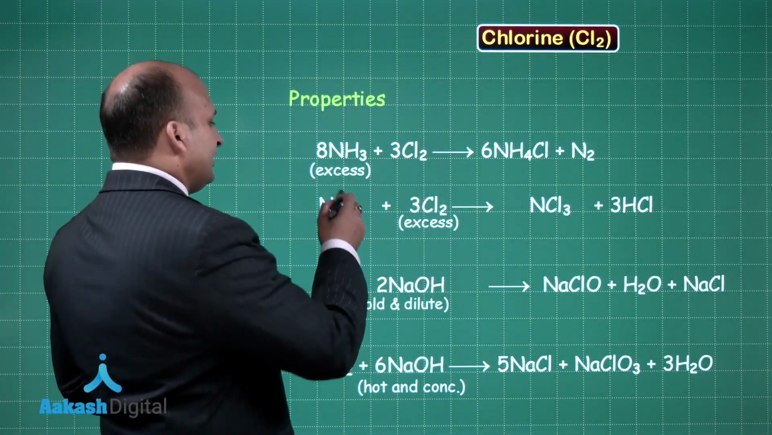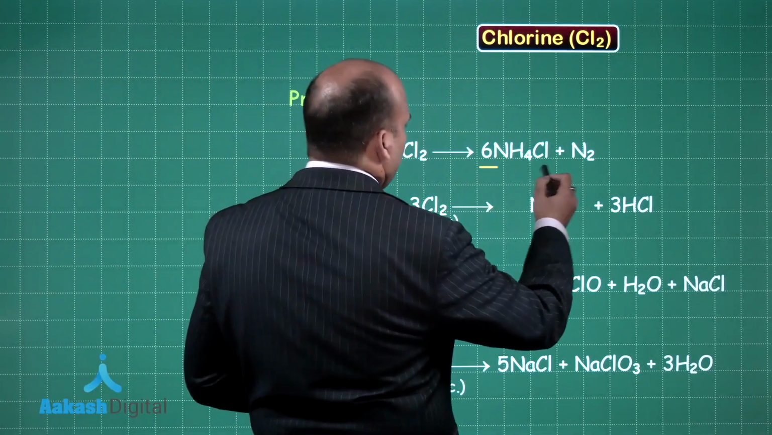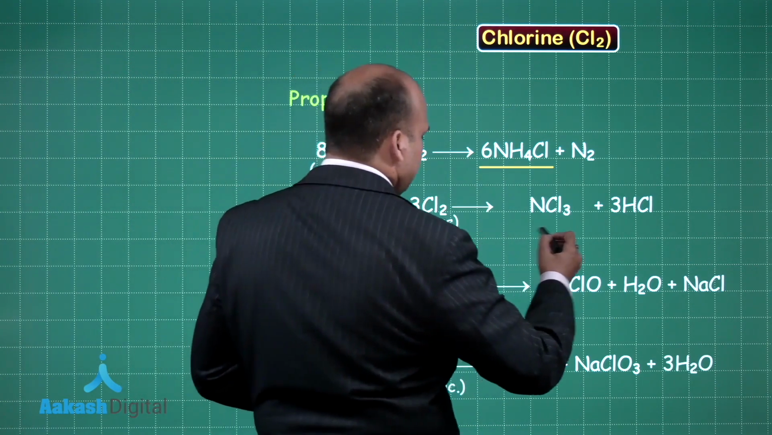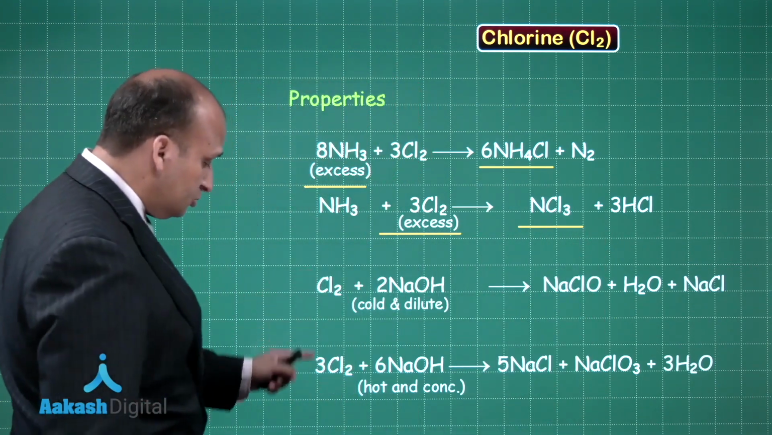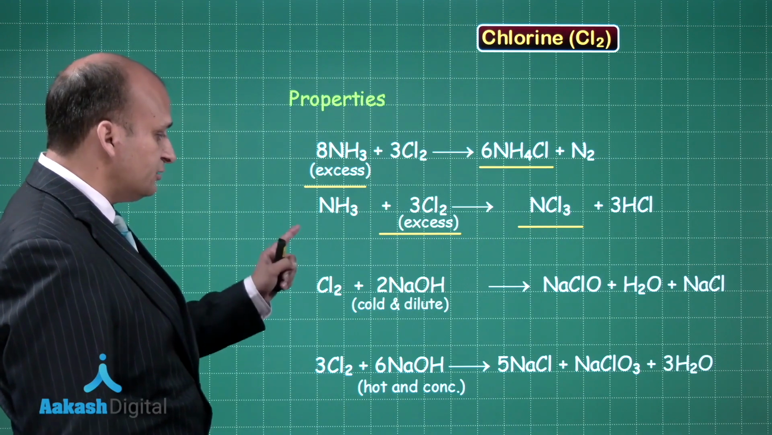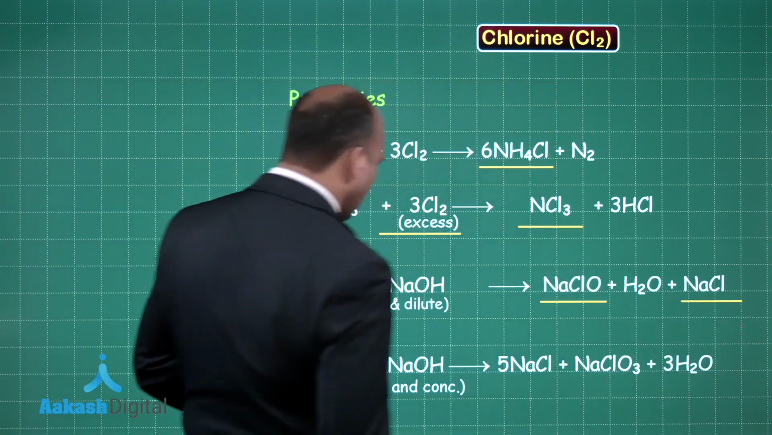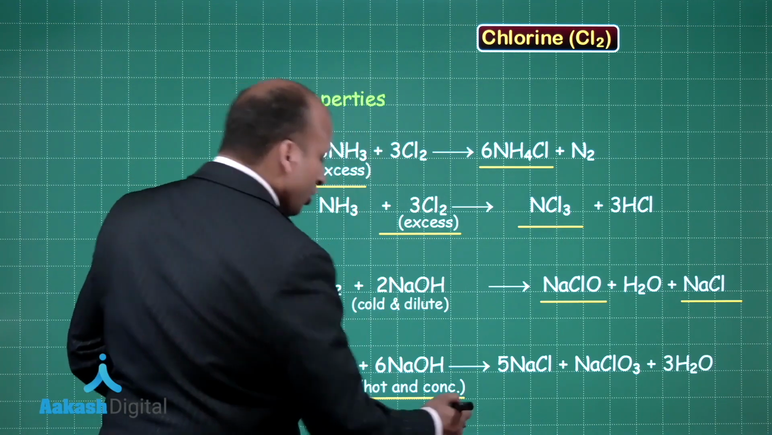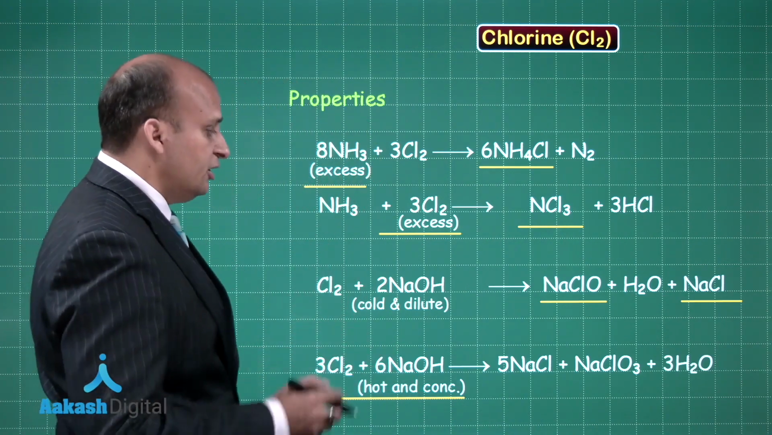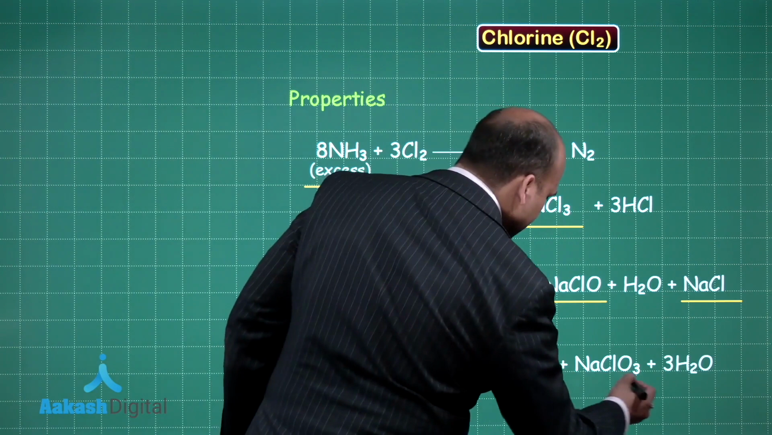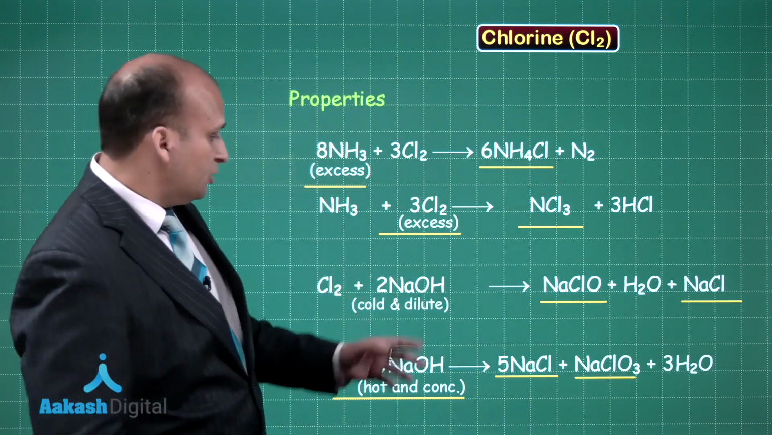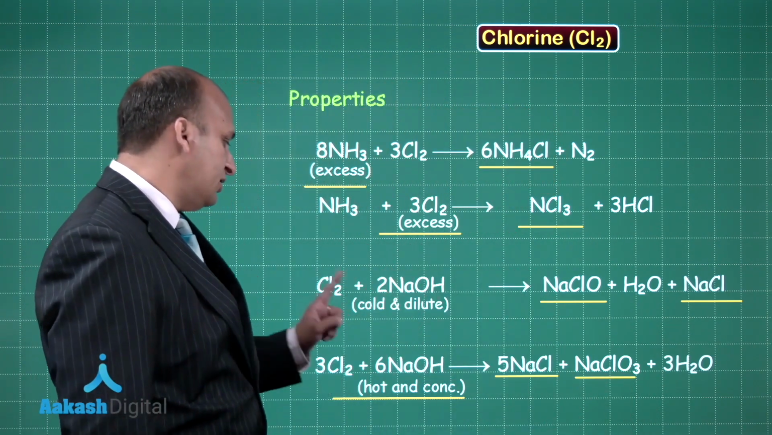Chlorine, when reacts with excess of ammonia, will form ammonium chloride, but when chlorine is in excess, you get NCl3. These two reactions are very important. When chlorine reacts with cold and dilute NaOH, you get NaClO and NaCl, whereas when you react with hot and concentrated NaOH, you get NaCl and NaClO3. Please remember, both of these are disproportionation reactions.